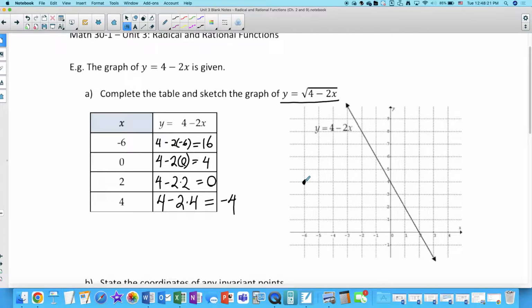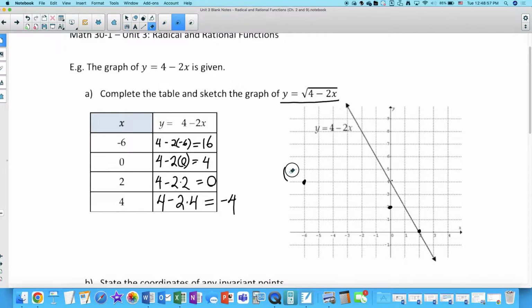Okay. When x is 0, what will the value of the radical function be? 2. Yeah, because the original function is here, so the square root of 4 is 2. Okay. Now, when x is 2, the original function is 0. So what will the square root function be? 0. Yeah.